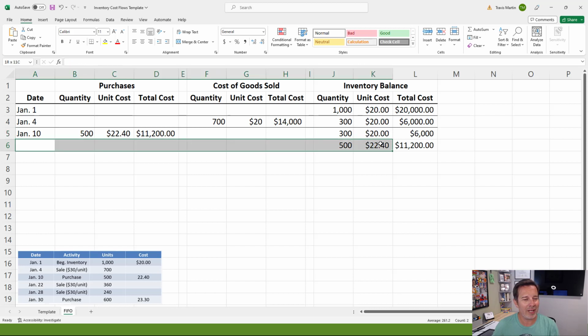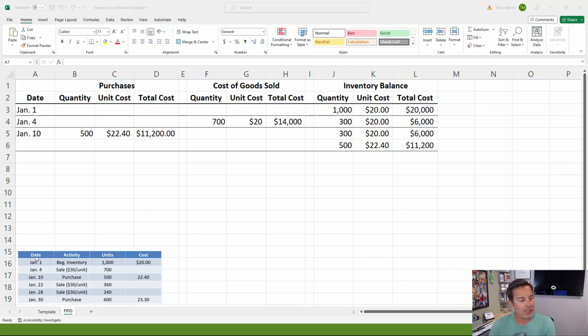So let's go ahead and underline that right there. Right now I have $17,200 in inventory. $17,200 in ending inventory. 300 at 20, 500 at 22.40. All right, so that was our January 10th activity.